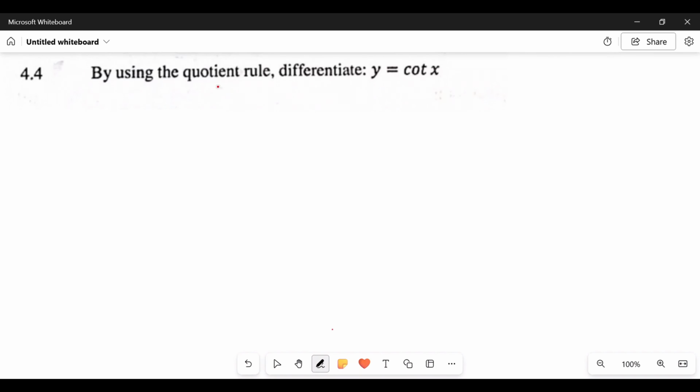By using the quotient rule, differentiate y is equal to cot x. Right, so this time around, they want us to use this rule here, which is the quotient rule. Just in case you didn't know, we know that you can represent cot as cos x over sine x. So this is a way that you can use the quotient rule. Remember the quotient rule needs the numerator and the denominator. Some people prefer to do it this way, 1 over tan x. Still, both of these will give us the correct answer.